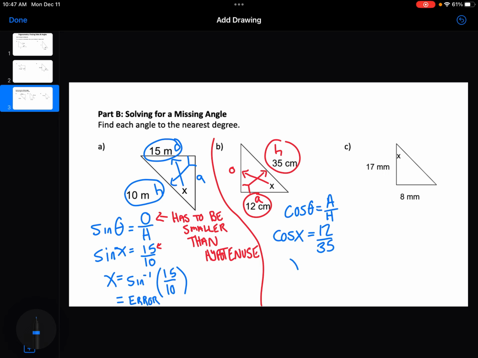And then we're undoing our cos. So remember, that's the shift button. It's the inverse of 12 over 35. And we get our x value to be 70 degrees. Here we are rounding to the nearest degree. We're always gonna round to the nearest tenth when we're doing a side length and the nearest degree when we're doing degrees. Let's try C and we'll take it up tomorrow.